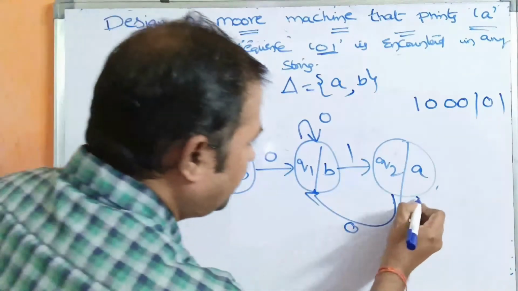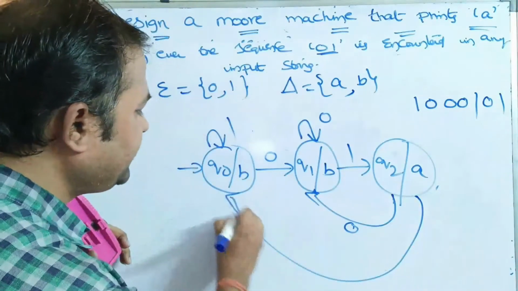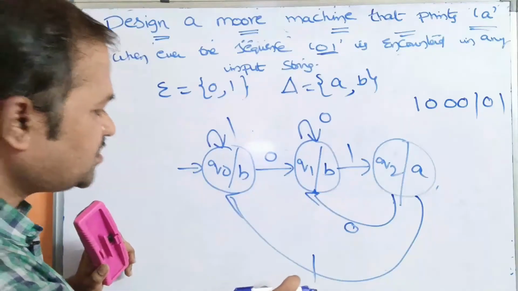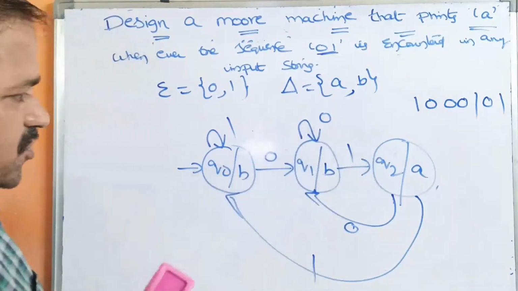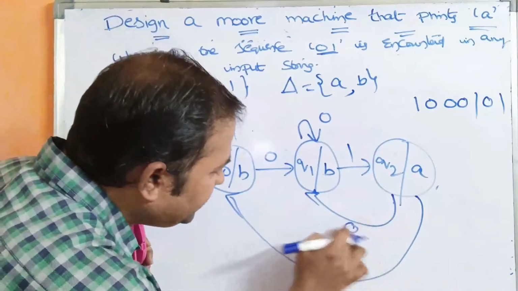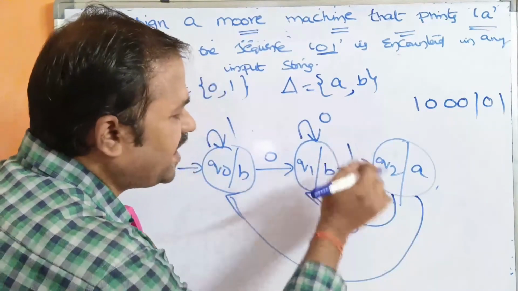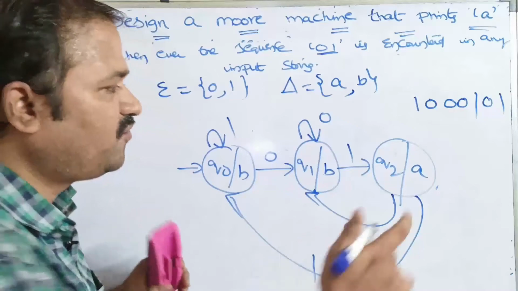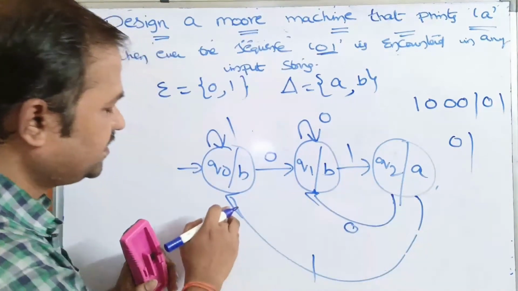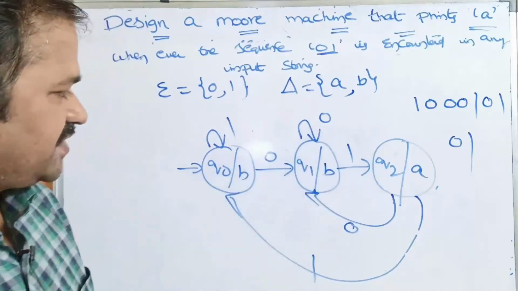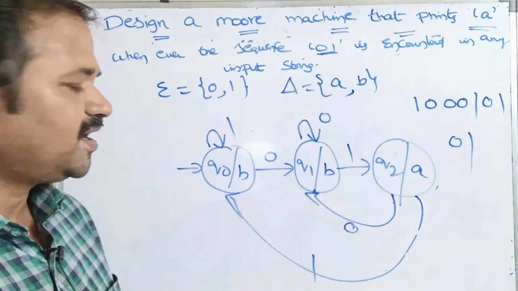Next, from Q2 we can make a transition like this. Why? Because after 1 we can have 0 1, but here after 0 we can have 1. So the sequence will become 0 1, but here we have to apply 1. So after 1 the sequence is 0 1. Okay, so this is the Moore machine.